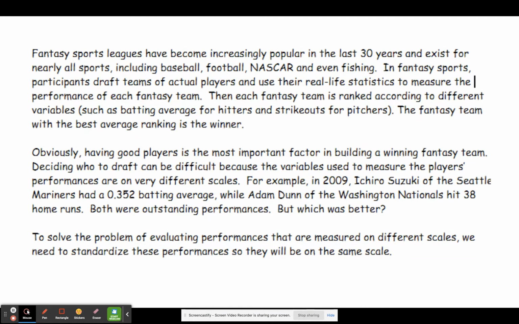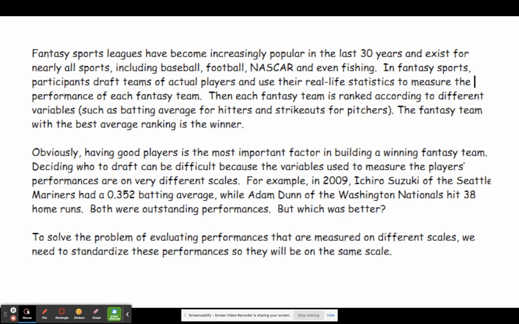In fantasy sports leagues, participants draft teams of actual players and then use their real life statistics to measure the performance of their fantasy team. Each fantasy team is then ranked according to different variables. One example of that would be batting average for hitters, strikeouts for pitchers, and so on. The fantasy team with the best average ranking is the winner.